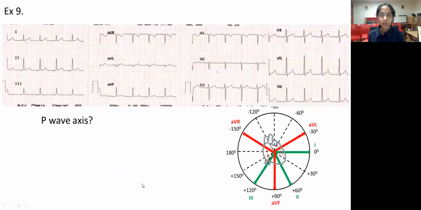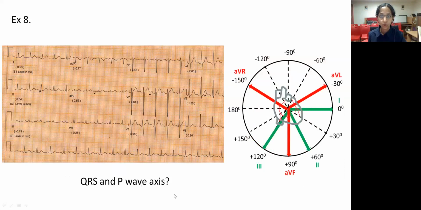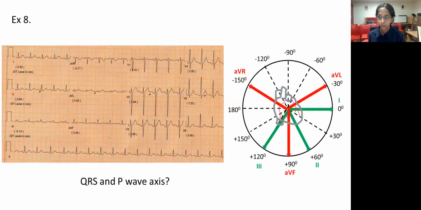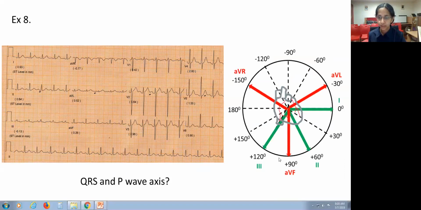Okay, just for all of you to go through this, just for a revision, I think we can do this. Can all of you calculate the QRS and the P wave axis in this ECG? So you have this ECG here where you have a 12 lead. Can you calculate the QRS axis and the P wave axis here and write your answers in the chat box?